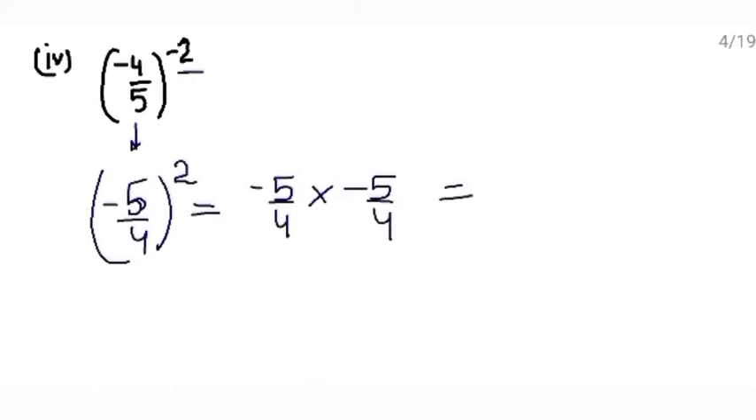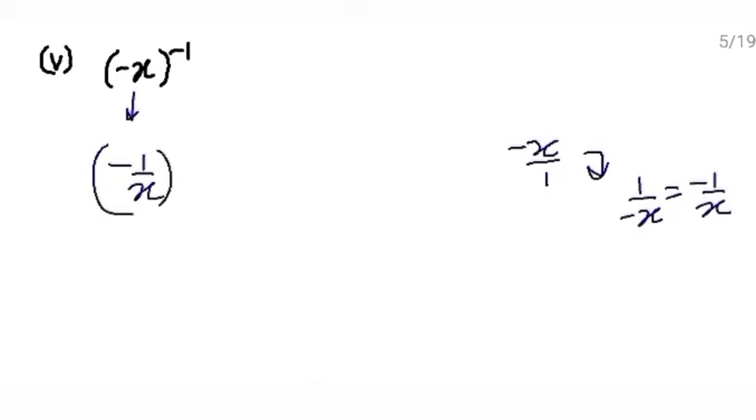Multiply the numerators. 5 5s are 25. The minus sign is occurring an even number of times, so the answer will be positive. The denominator is 4 4s are 16. So your answer is 25 upon 16.